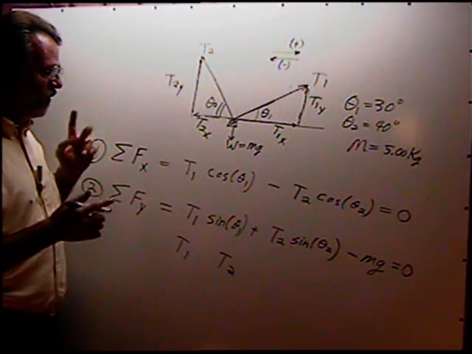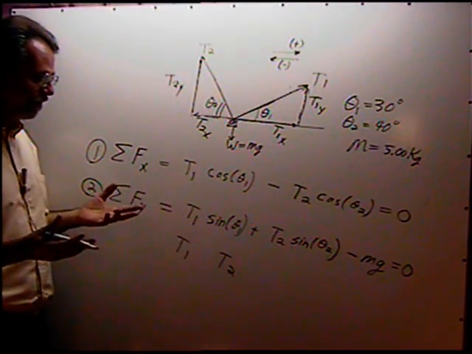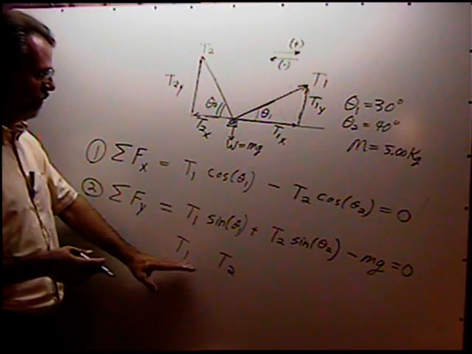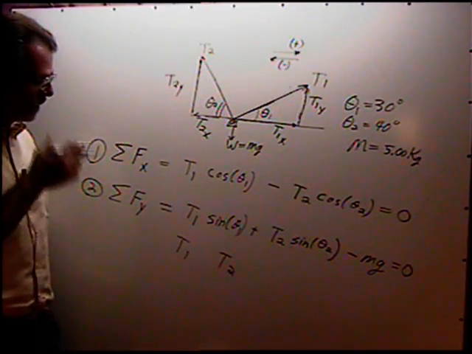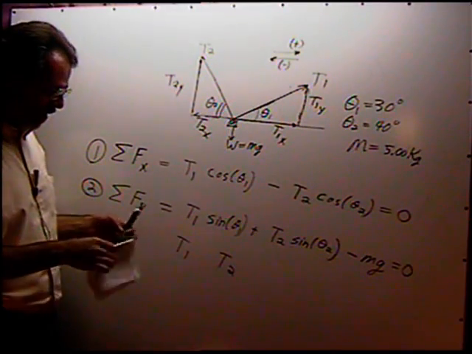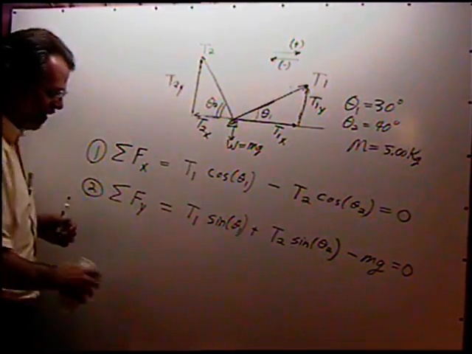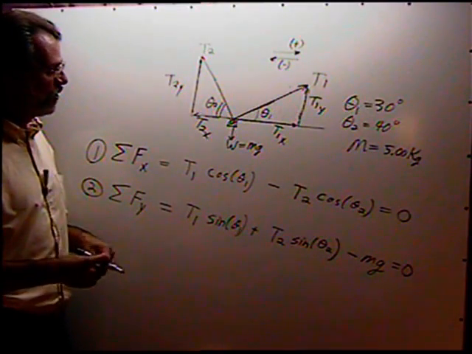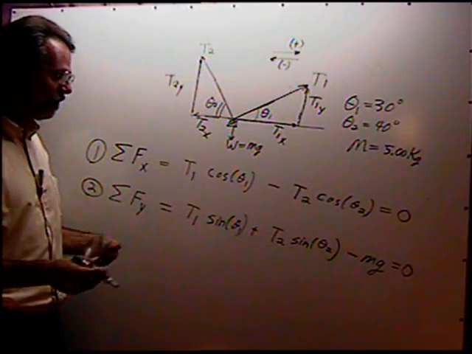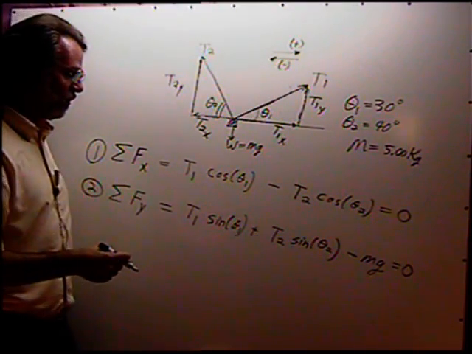And so we have two equations and two unknowns, so this is a completely solvable system. That is, we can now solve for T1 and T2. We could do it algebraically. At this point we could plug in numbers or we could not plug in numbers, but what I'm going to do is show you just in general, using algebra, how you can solve for this.